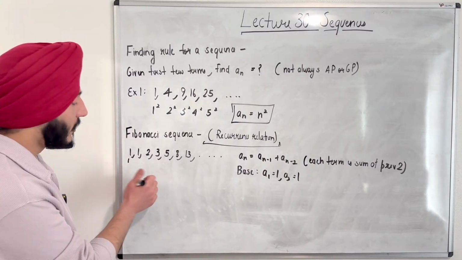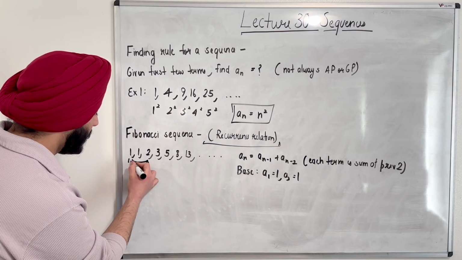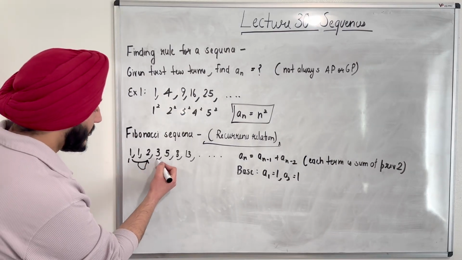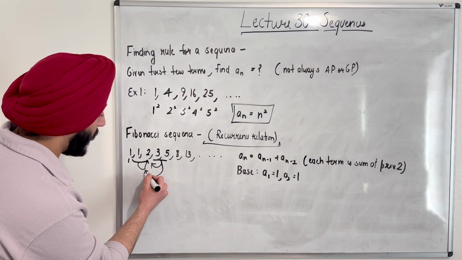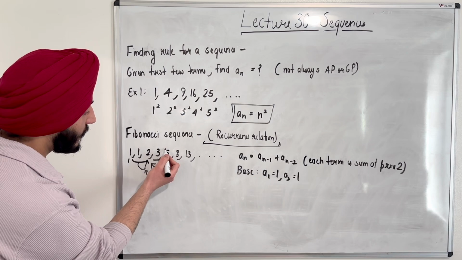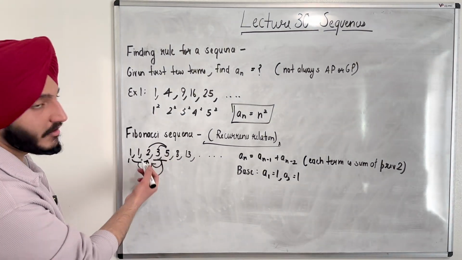Except the first two. So the third term, 2, is the sum of 1, the first term, and the second term. 3 over here is the sum of 2 and 1. 5 is the sum of 3 and 2. 8 is the sum of 5 and 3, right?